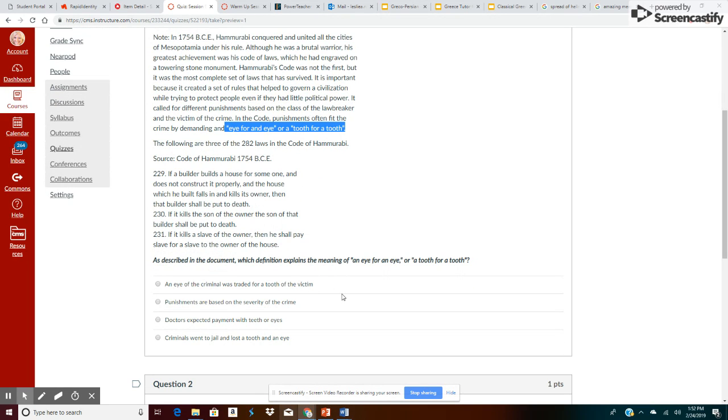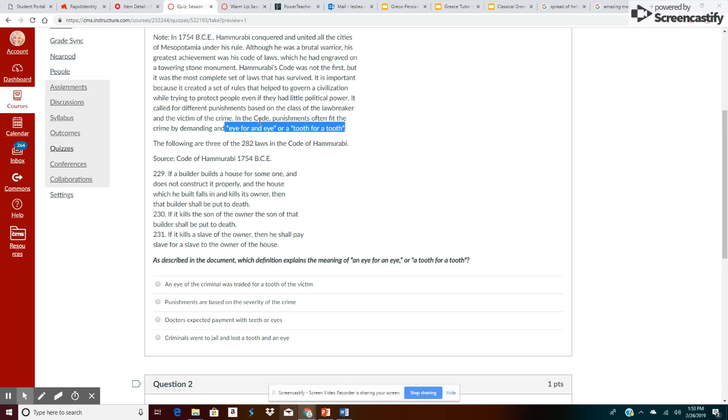An eye of the criminal was traded for the tooth of the victim. Punishments are based on the severity of the crime. Doctors are expected to pay with teeth or eyes. Okay, I'm going to tell you that's not correct. Criminals went to jail and lost a tooth and an eye. That is also not correct.